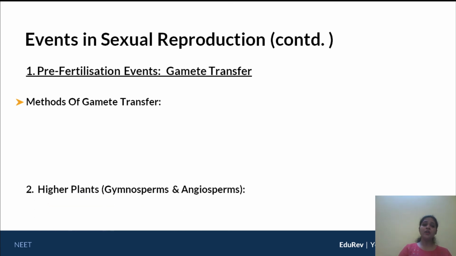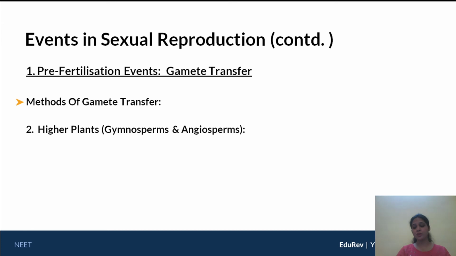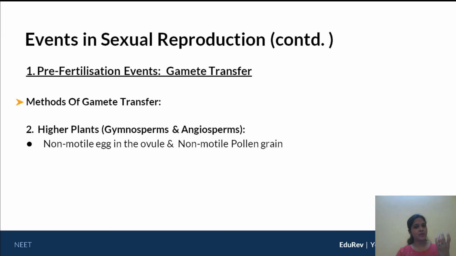Okay, now moving on to higher plants, so that is your gymnosperms and angiosperms. Both these plants have non-motile pollen in a way. You have non-motile egg cells present in the ovule and you have non-motile pollen. So what must happen here? This pollen must be transferred with the help of pollinating agents.